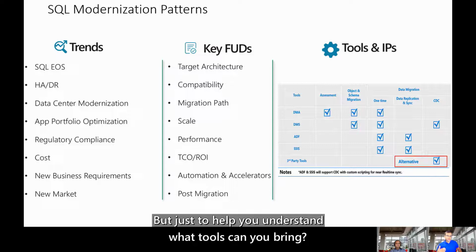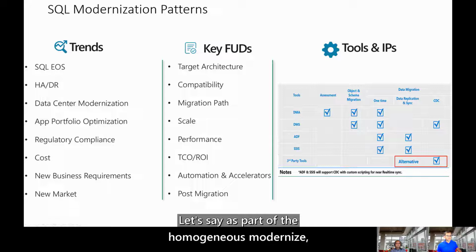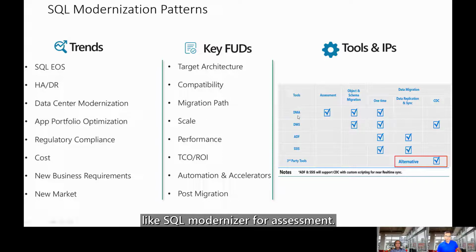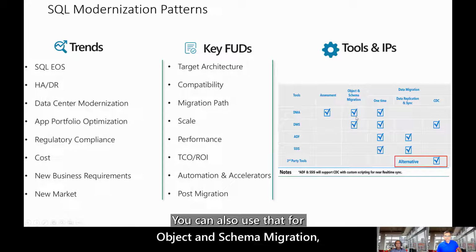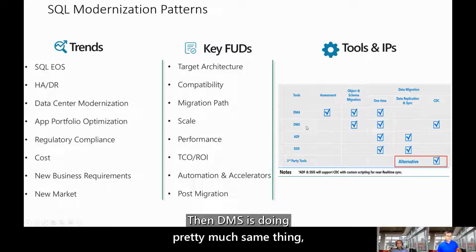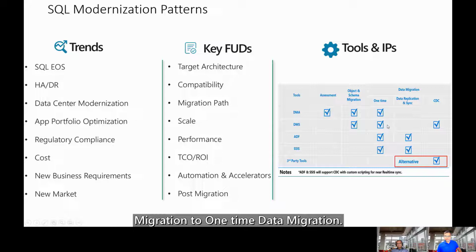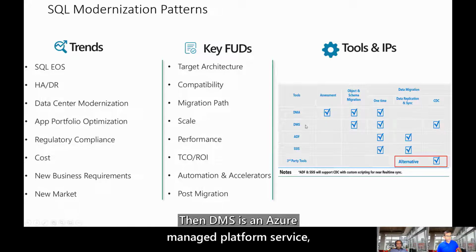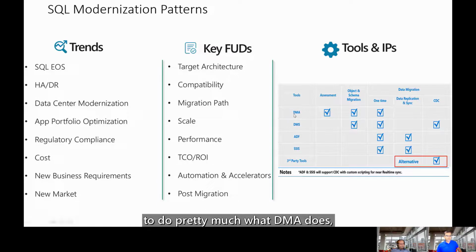But just to help you understand what tools you can bring as part of the homogeneous modernization, like SQL modernization, for assessment there is DMA, which many of you have used. You can also use that for object and schema migration and one-time data migration. Again, SQL to SQL modernization on cloud or on-prem. Then DMS does pretty much the same thing, starting from object and schema migration to one-time data migration, and also certain use cases of CDC. DMS is an Azure managed platform service to do pretty much what DMA does.